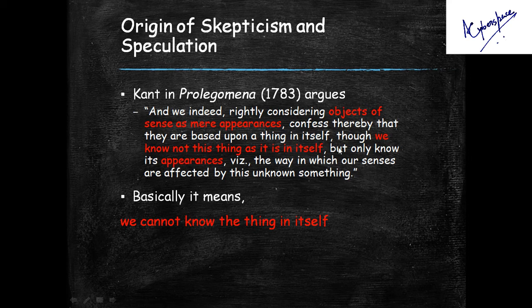So we indeed rightly are considering the objects of sense as mere appearances, and thereby we confess that they are based upon a thing in itself, though we know not this thing as it is in itself, but only its appearances. So we can only know about the appearances of the thing, how they appear. That is what is important. We cannot know a thing in itself.